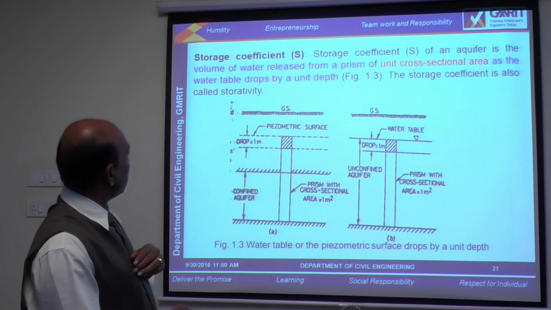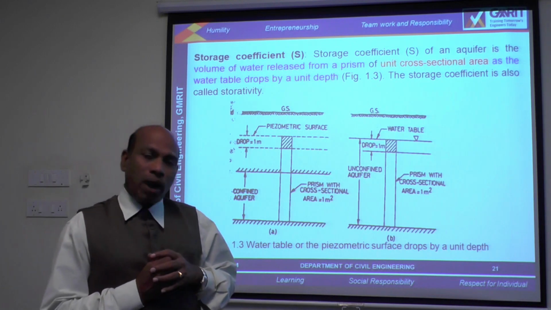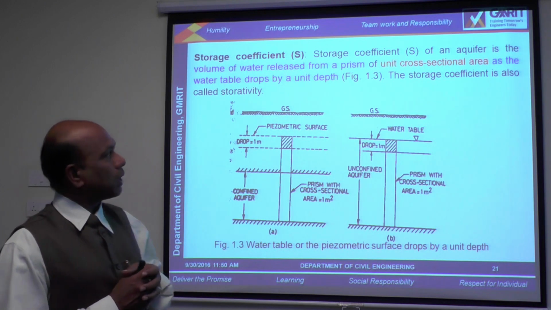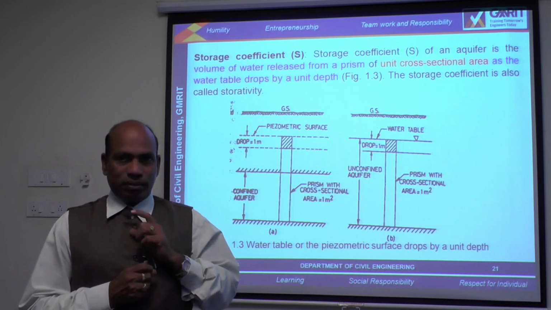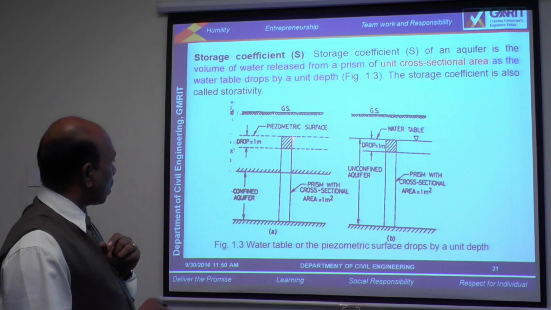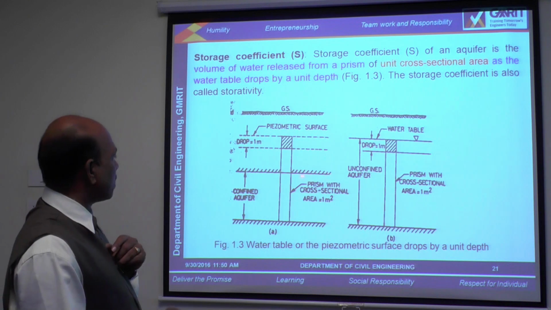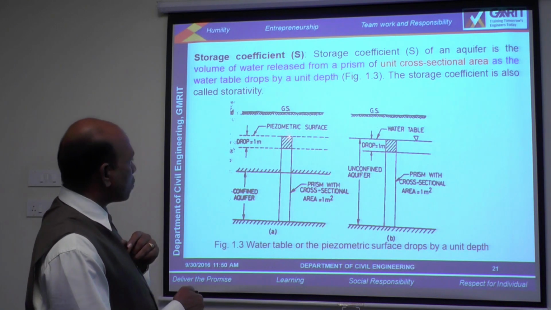And the next property is storage coefficient. Storage coefficient is the volume of water that is released from a prism of unit cross-sectional area as the water table drops by unit. Right, here this is the diagram. So this is the unit drop, this is the cross-sectional area. This is in case of confined aquifer, because this is one impervious layer, this is another impervious layer, this is the piezometric surface.